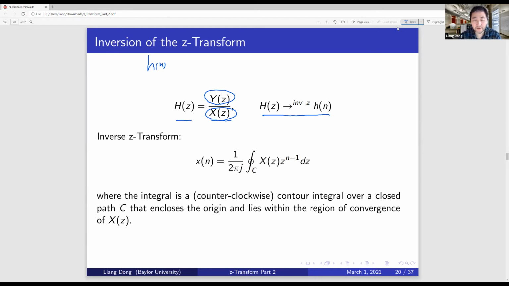Then we need to do an inverse Z transform to find the impulse response in the time domain. We know that the inverse Z transform is a contour integration, right? We wrote this before, where the integral is in the complex domain. The contour integration is such that I take its integration over a closed path C that encloses the origin and lies within the region of convergence of X(z). So let me draw the picture here. Let's see what we meant by that.